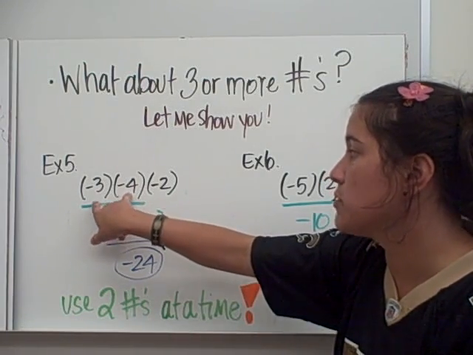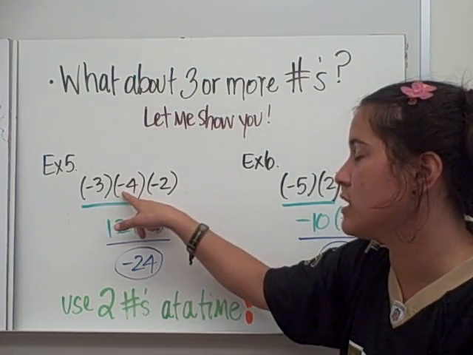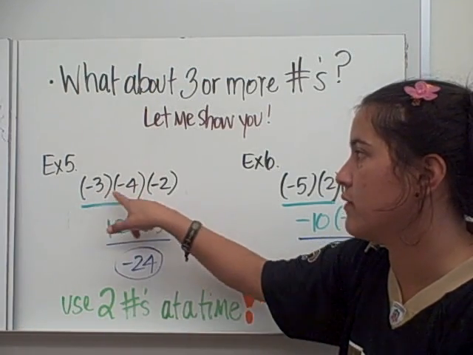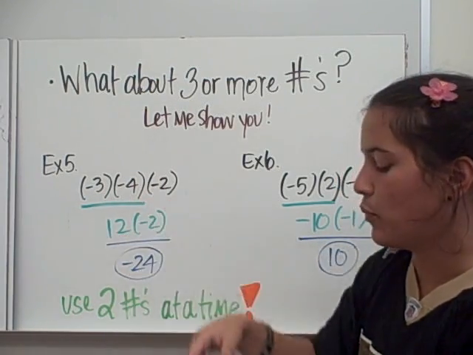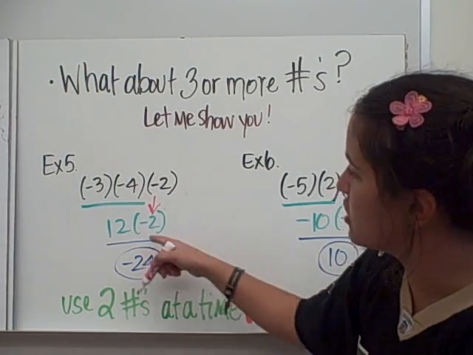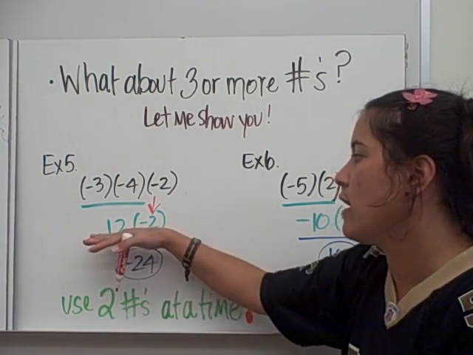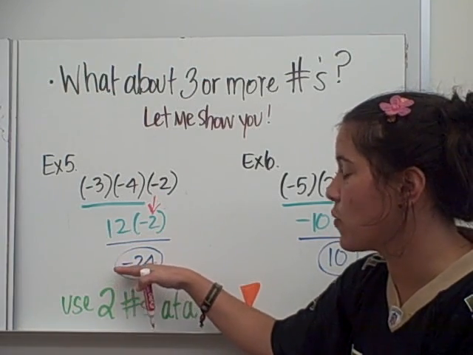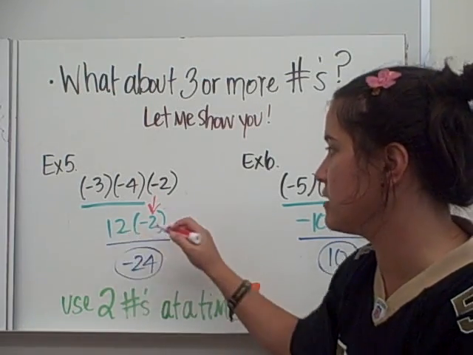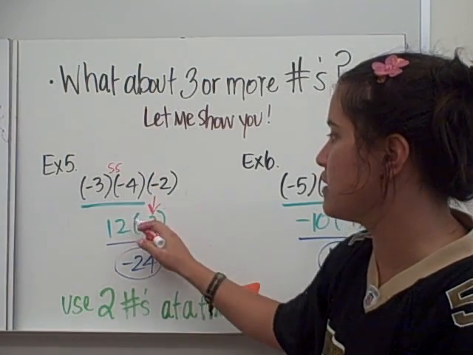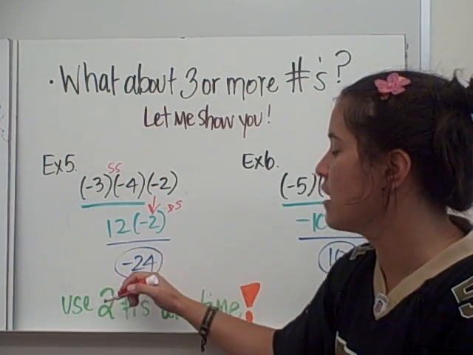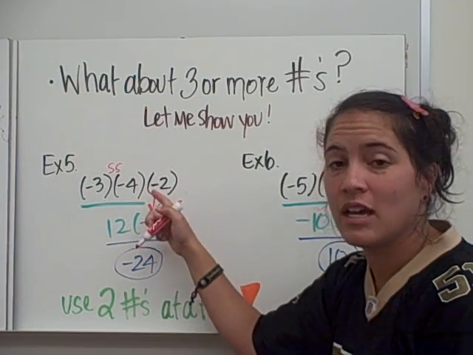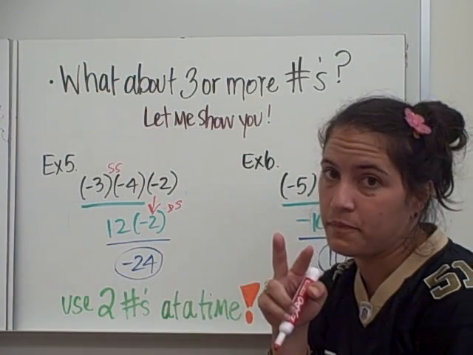You have to take two numbers at a time. So let's multiply -3 times -4, and that gives you a positive 12, because a negative and a negative is a positive. And then you bring down your -2. Now we can multiply 12 times -2, and that's going to give us a -24, because these are different signs. So right here we have same signs, but then right here we have different signs. So my overall answer is negative, even though these are all the same. You can only take two numbers at a time.